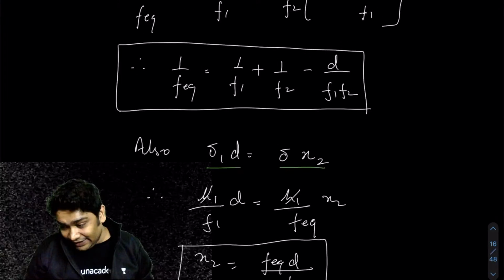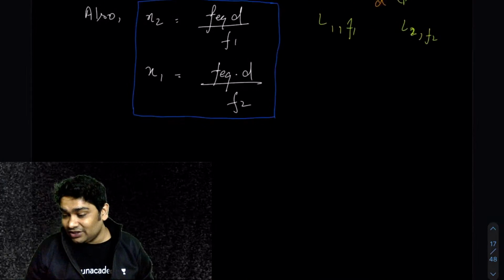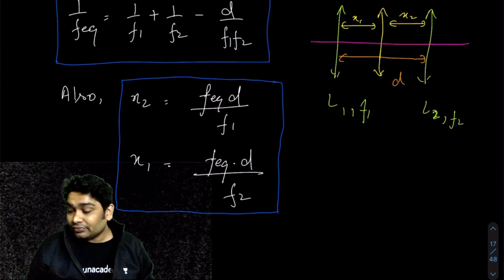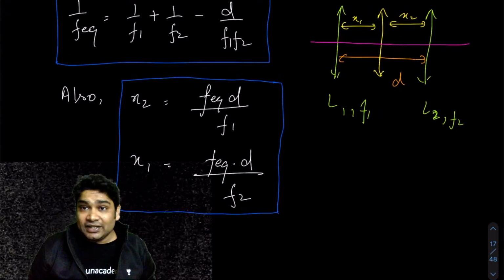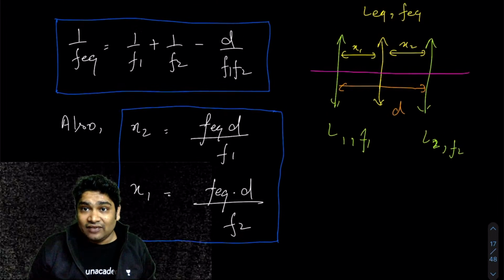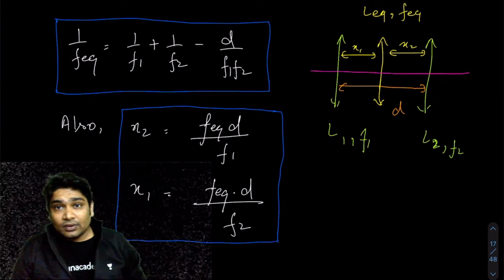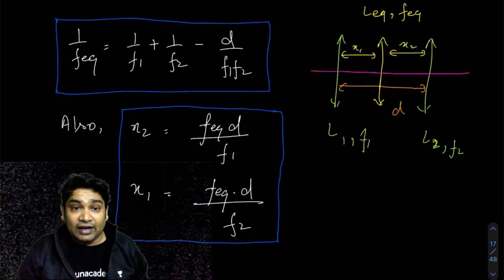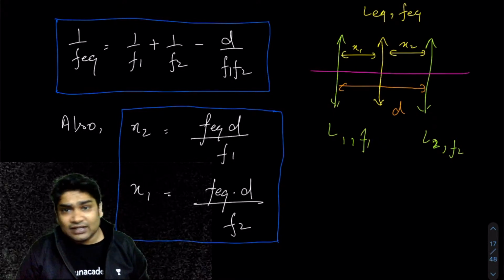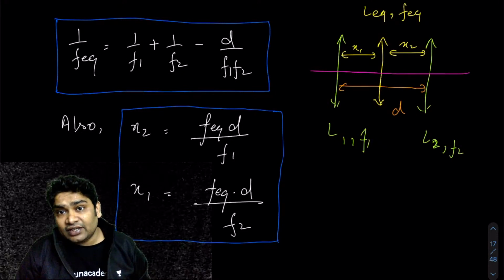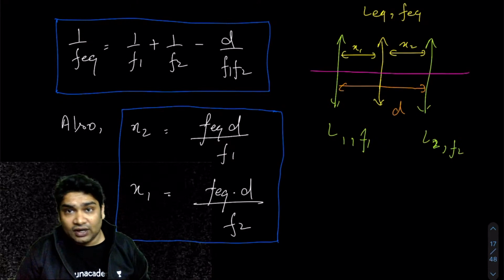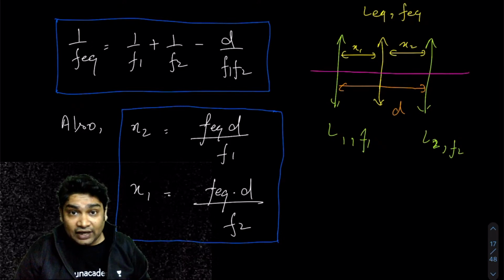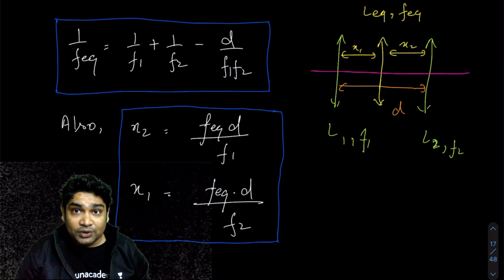So after all the analysis, these are the final expressions that I have gotten. Now I can replace these two lenses with this equivalent lens. Please remember these final formulas. Even if you don't remember the derivation, that's fine. The derivation is just for you to understand how we got to this. The final form of the formula is very, very important. You must remember this.